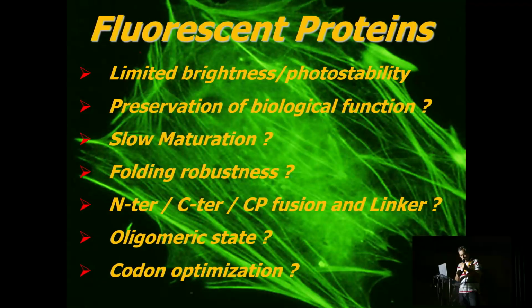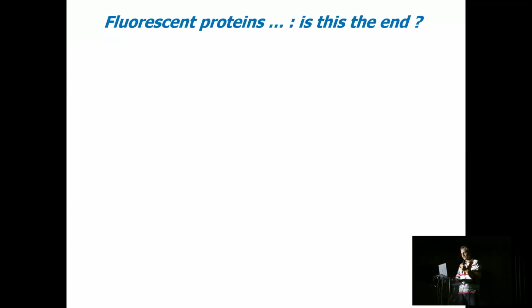In some cell compartments, fluorescent proteins may have trouble folding properly, so you may end up with non-fluorescent fluorescent proteins. You have to care about how you fuse the fluorescent proteins with a certain target partner. You have to care about oligomerization of fluorescent proteins. They always tend at some point to make dimers, or when it comes to red proteins, dimers or tetramers. So this is a key aspect. And finally, codon optimization is important.